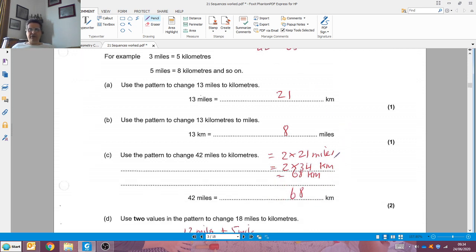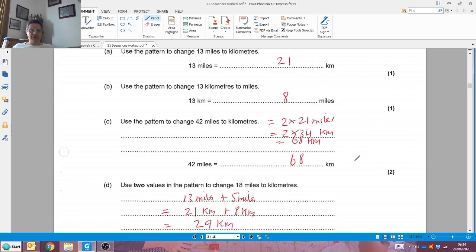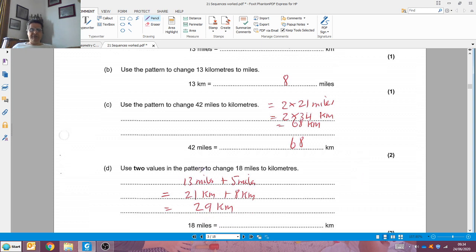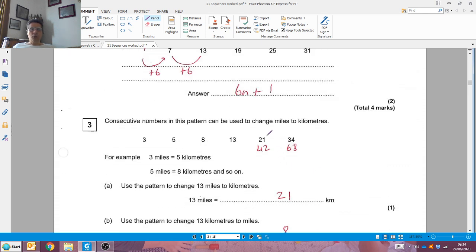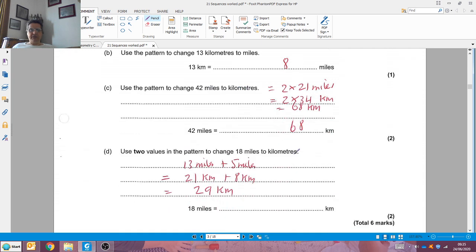I've shown the work in there for a couple of marks. I now want to use 2 values to change 18 miles to kilometers. Well, I chose 13 miles plus 5 miles in this sequence because 5 and 13 comes to 18 miles. 13 miles will be 21 kilometers and 5 miles will be 8 kilometers. So 8 kilometers plus 21 kilometers comes to 29 kilometers. That's one way of doing it, although in class I did it a different way because I was sort of thinking live.